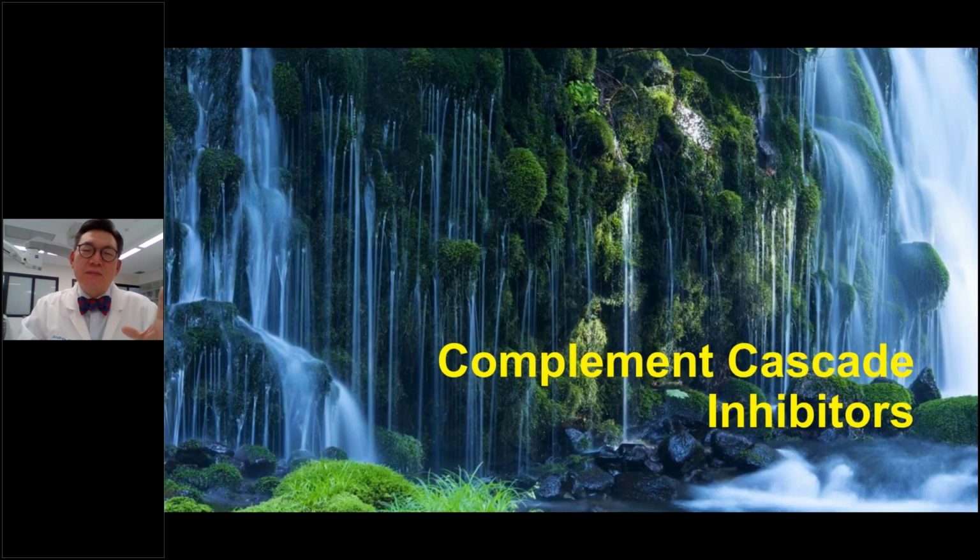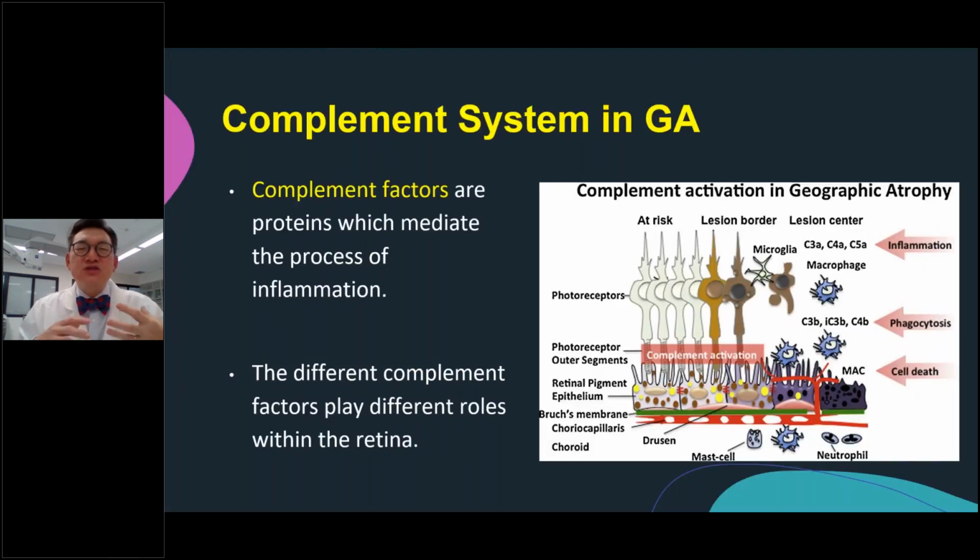Let's talk now about complement cascade inhibitors. In geographic atrophy, we believe that the immune system is affected, that the inflammation becomes awry. Something is happening, and inflammation feeds in along the pathway at multiple levels. So new drugs have been developed to affect the complement pathway, that is the inflammatory pathway, at different points.